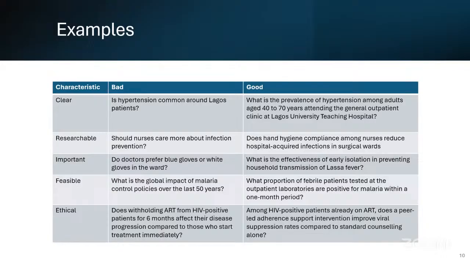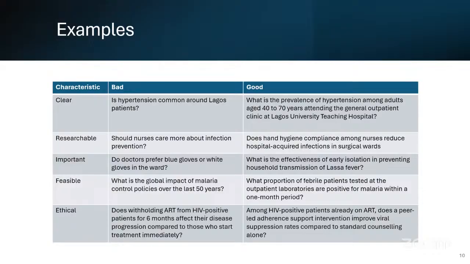Okay. Now you can ask more important questions. What is the effectiveness of early isolation in preventing household transmission of Lassa fever? When you start asking questions that people are interested in researching, people are interested in reading, then you make your questions more relevant, more effective.